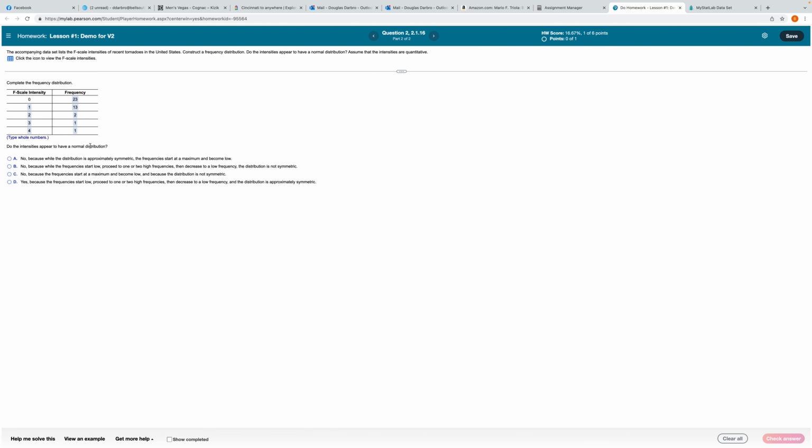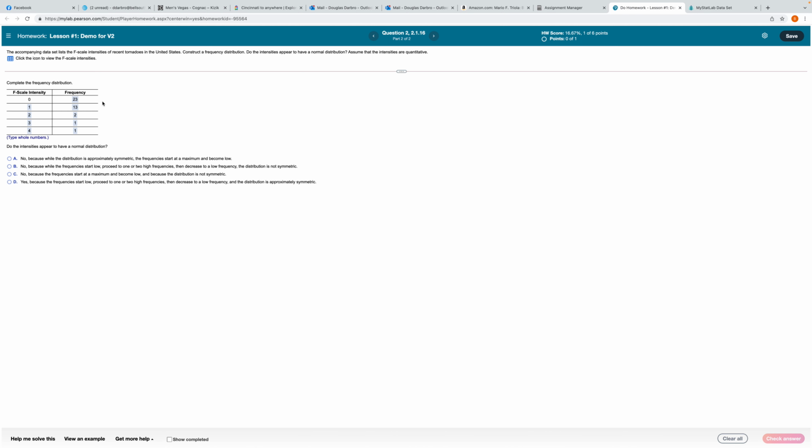Do the intensities appear to have a normal distribution? Okay. For reasons I won't go into, this is a place where the author and I have major issues. A normal distribution is more than just a symmetric distribution. That's what he's implying here. But we'll play his game. And again, one for which I completely disagree, and one that I'll explain in much more detail in lesson, I think number 3, when we get into normal distributions.